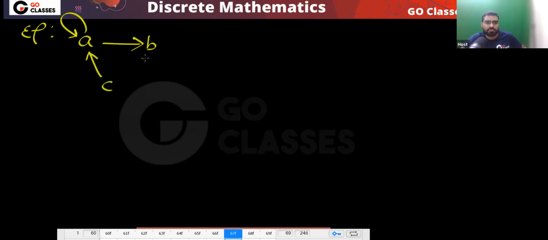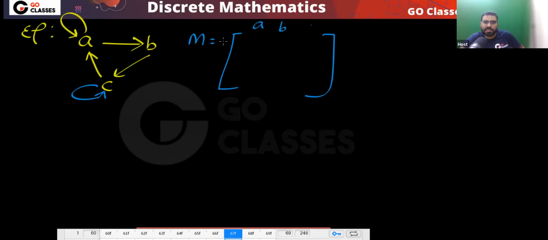So let's assume this type of graph you have, and let's assume a self loop. Now tell me, for this graph, what will be M? The M will be ABC, ABC. So something like that. M will be 1, then 1, and then 0. From B, you can notice that from B to C there is 1, and then from C to C there is 1, and from C to A there is 1, and there is 0.